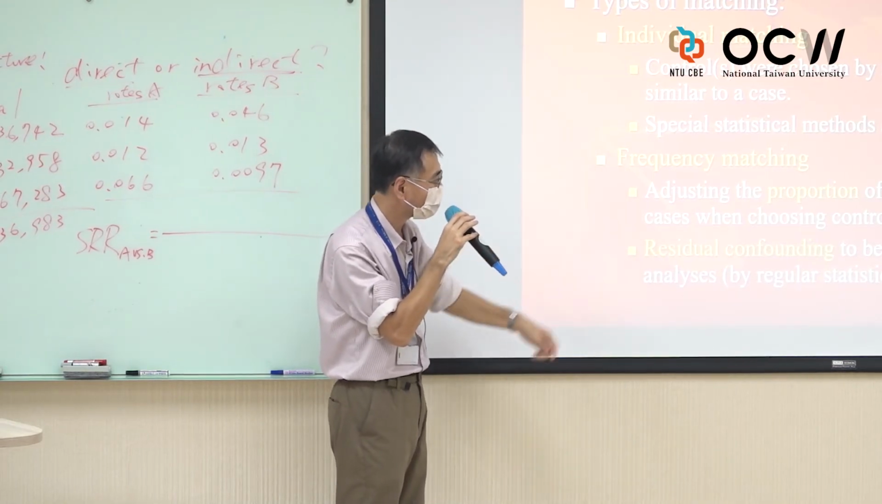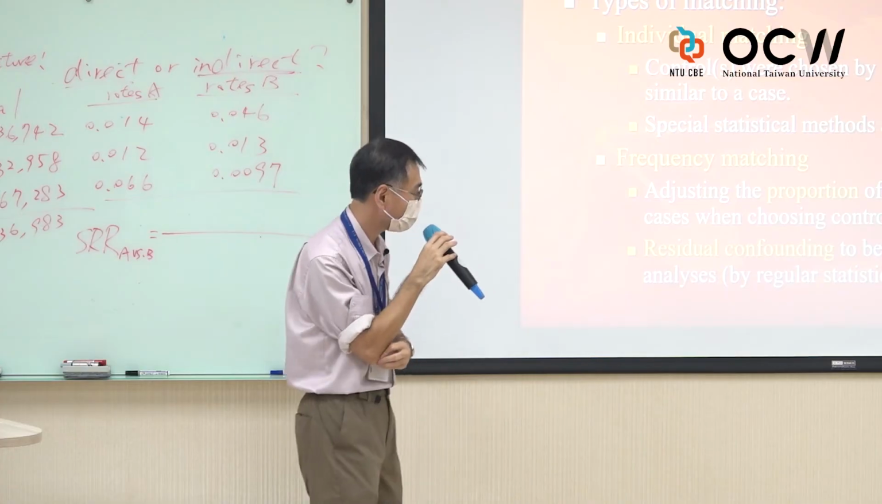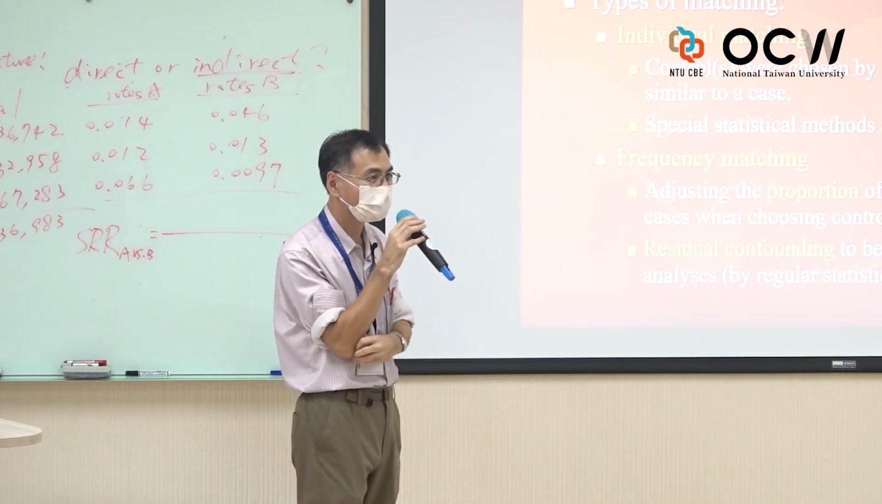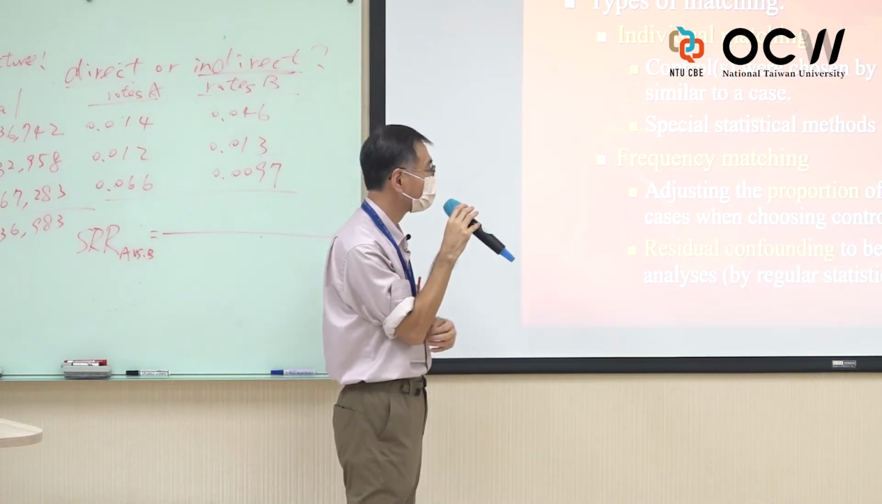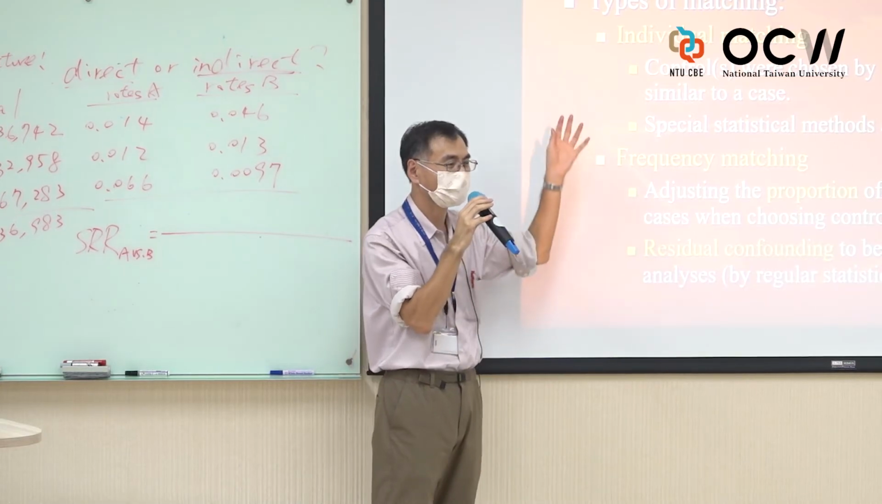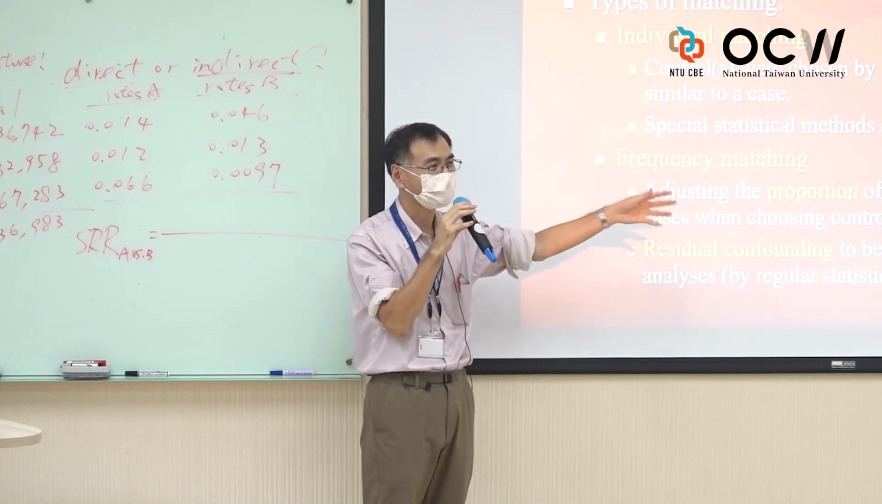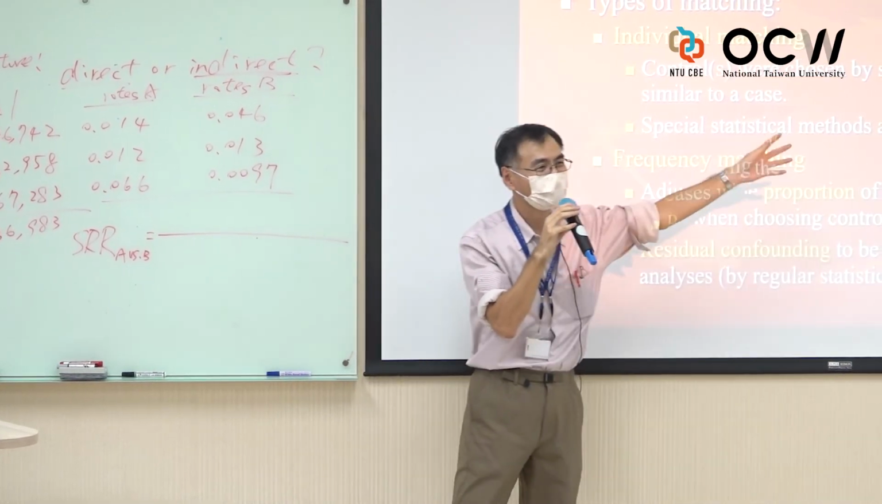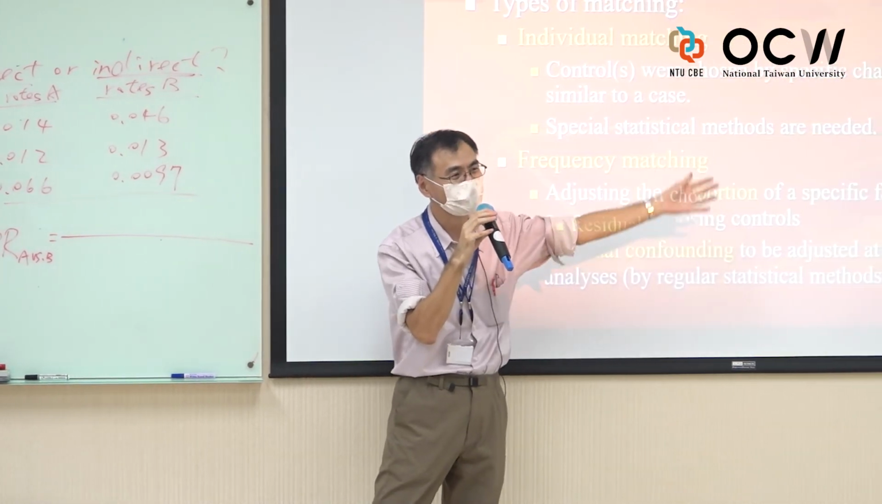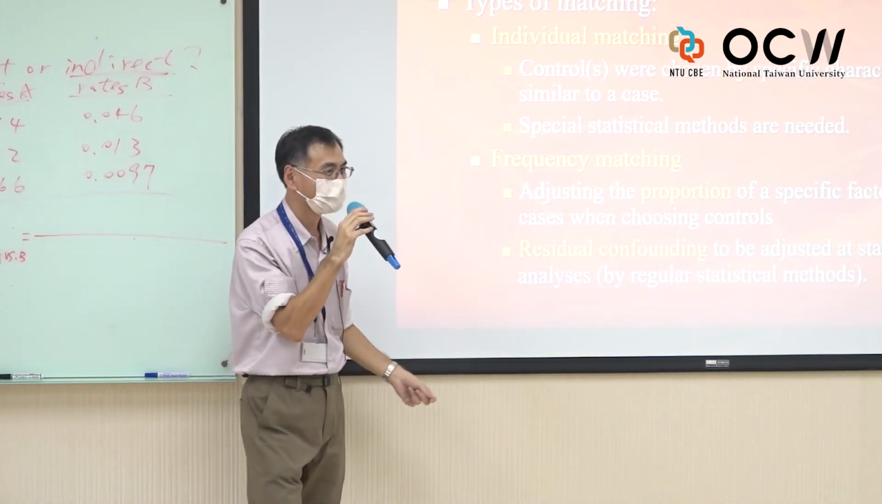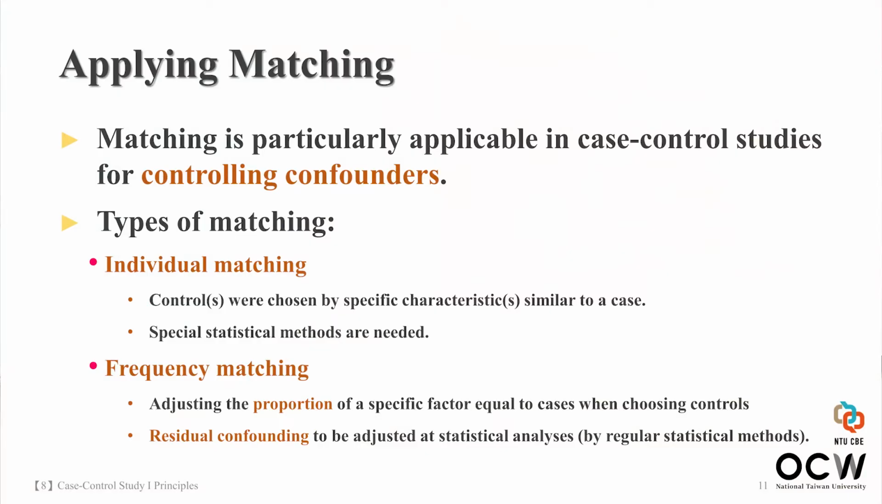But the issue of residual confounding could still be there. So you still need to adjust for it. It's pretty unlikely to make the perfect 80-20, 80-20. It may be 80-20 or 70-30 or 60-40, something like that. So you might need to control the residual confounding from that factor at the stage of statistical analysis.